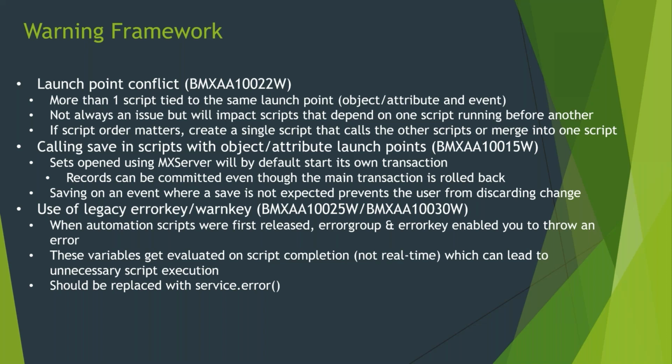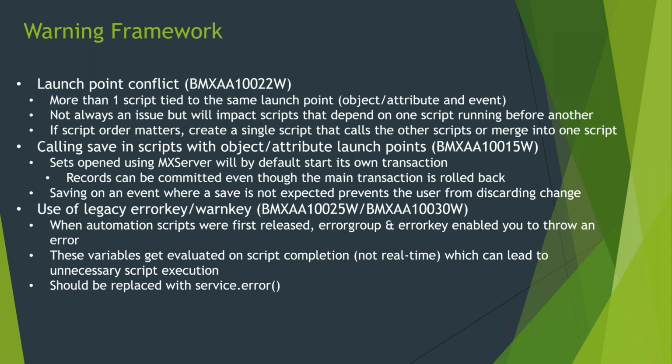Another example is when customers are trying to call saves explicitly in certain launch points. So if you're doing an attribute validate as an example, the expectation is that you're not going to be saving the records. Generally speaking, in Maximo, if somebody types in a value, records don't get saved automatically. We typically depend on the user to save them because that allows them the chance to discard their changes.